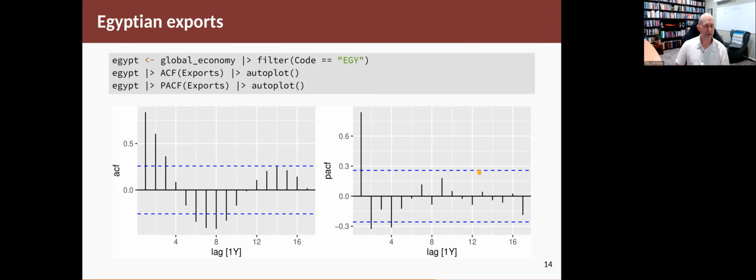But as I said, you can't use that trick in choosing a model if you're going to mix up AR and MA parts. You can only use it to choose the AR part.